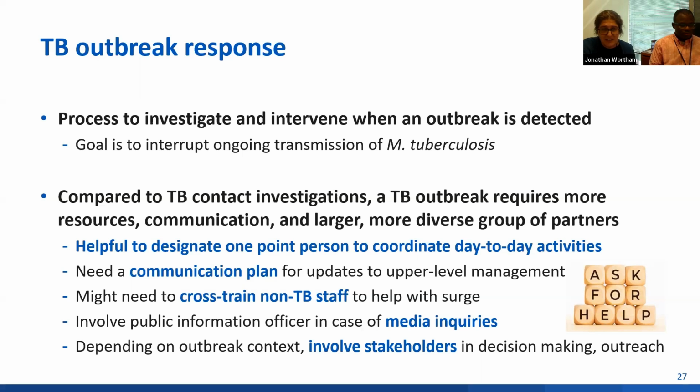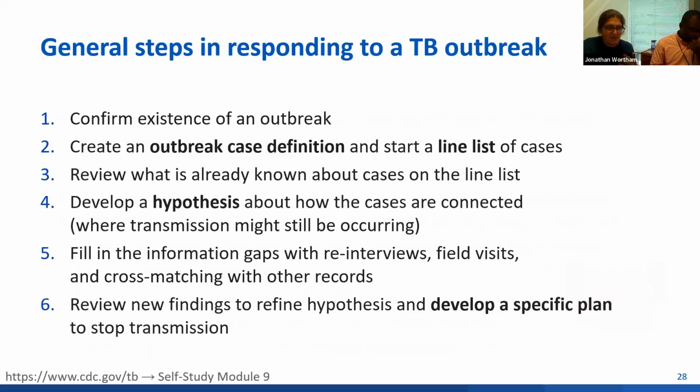You generally need to get a team together that involves people who maybe don't usually do TB, to cross-train to help out. One of the key things we've learned over the years is you need to have one point person to be the coordinator, who can help with all of the day-to-day task assignments, priorities, communications to upper level. But basically the key message here is to ask for help. And then you can go through the self-study module if you're interested to see what our general steps are.